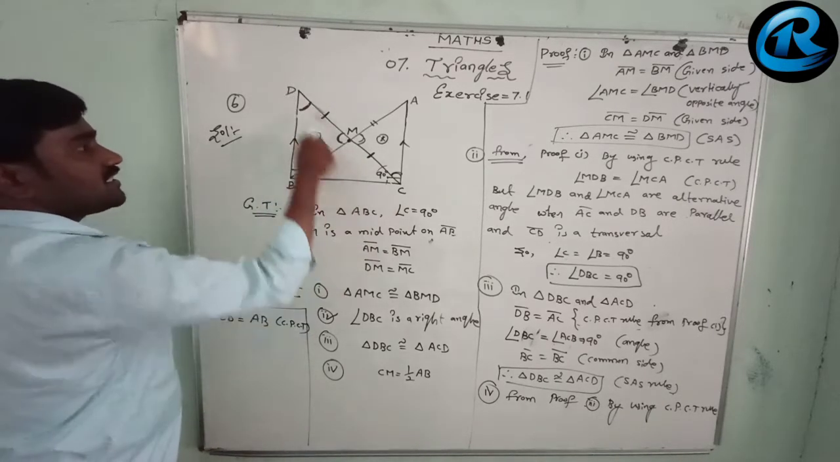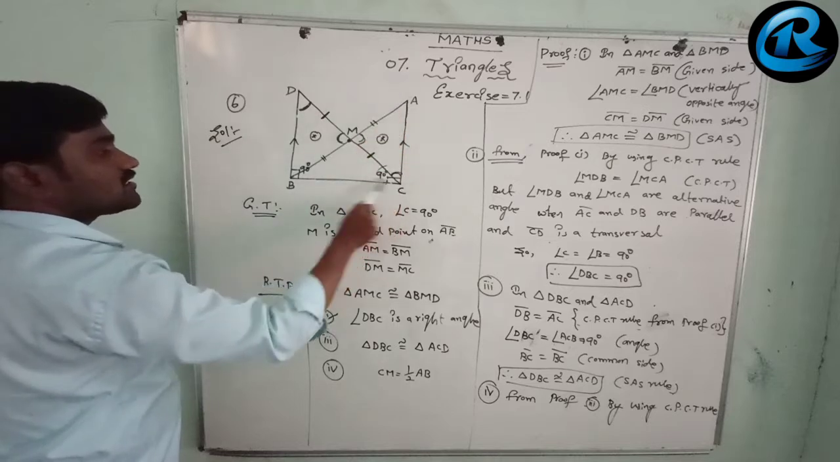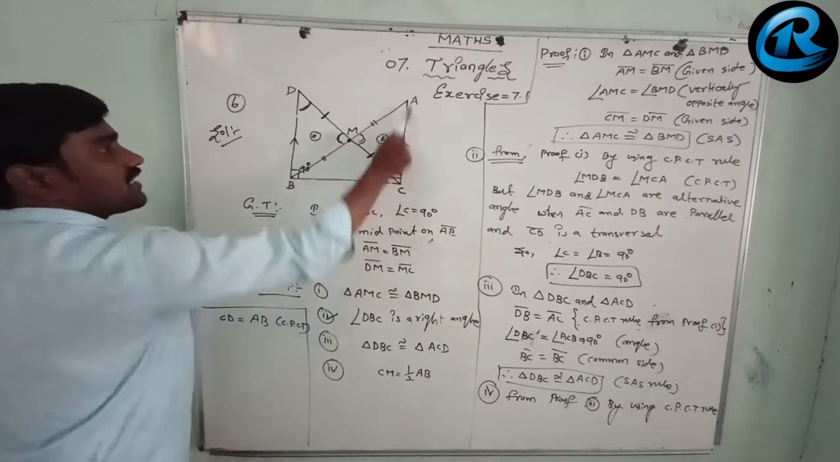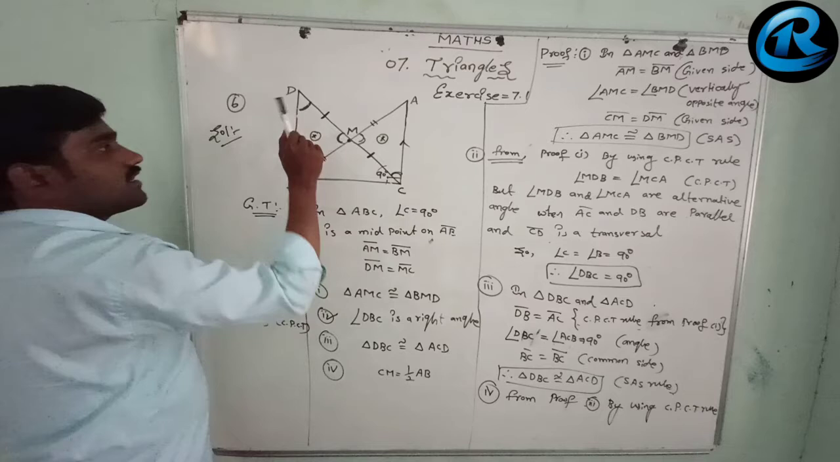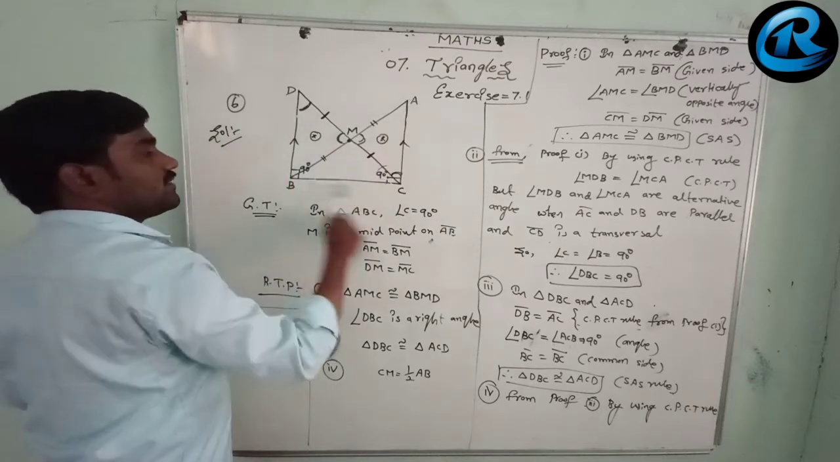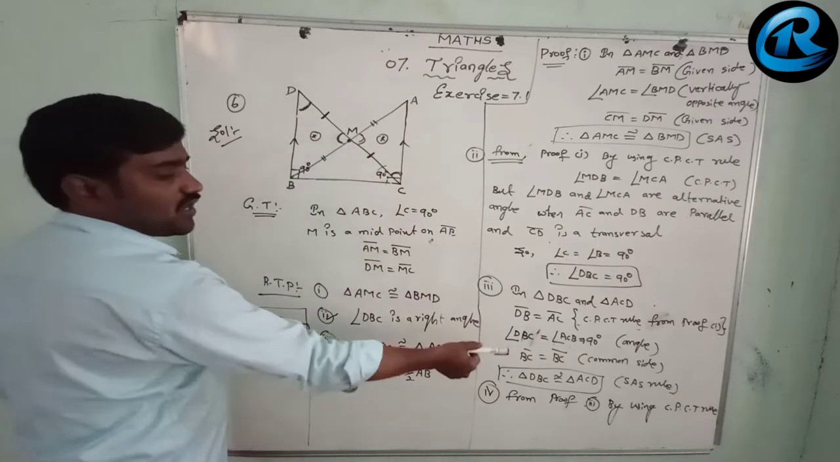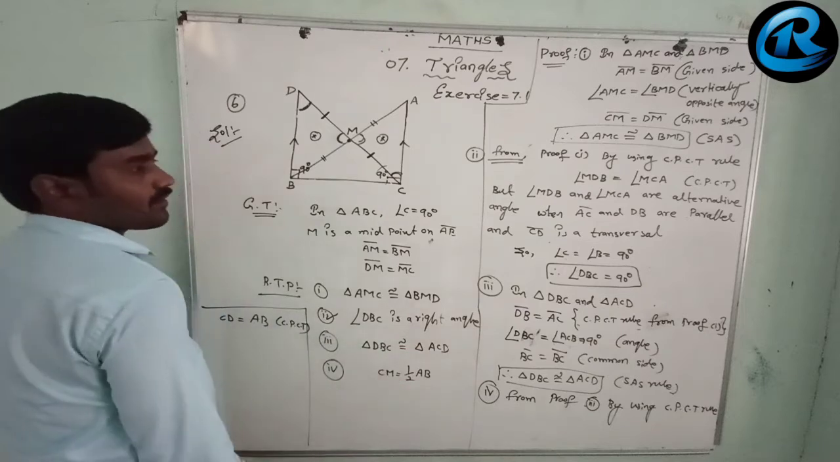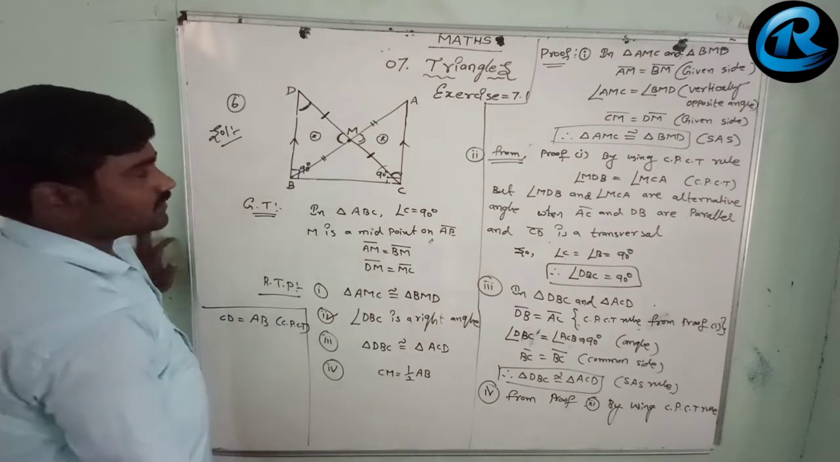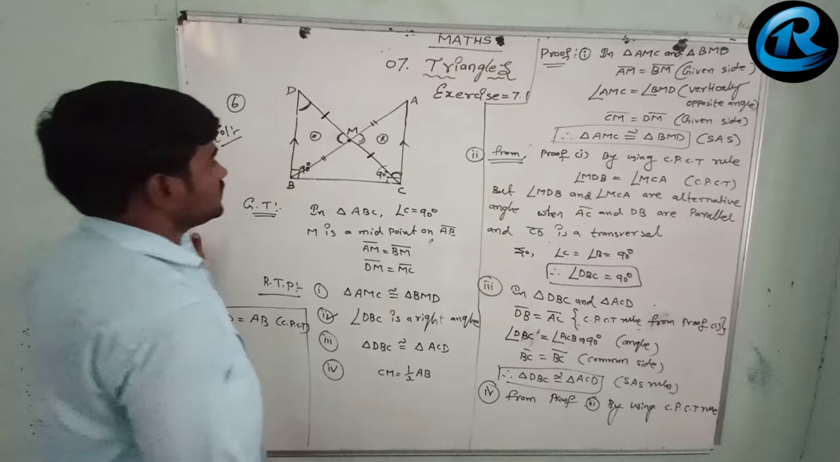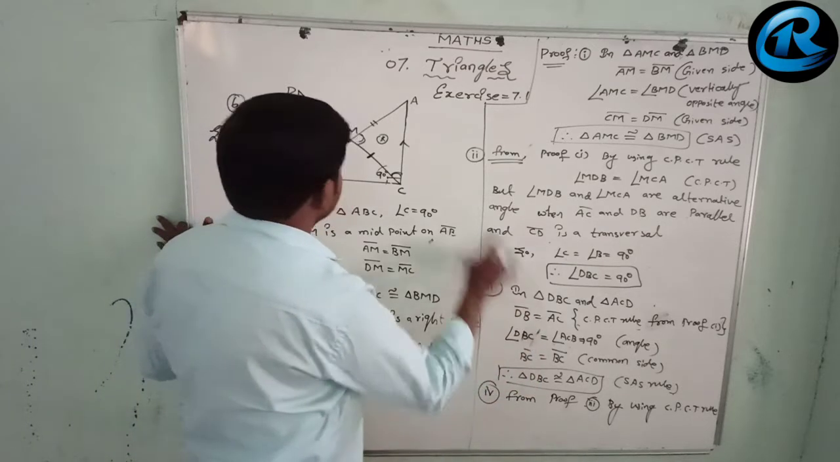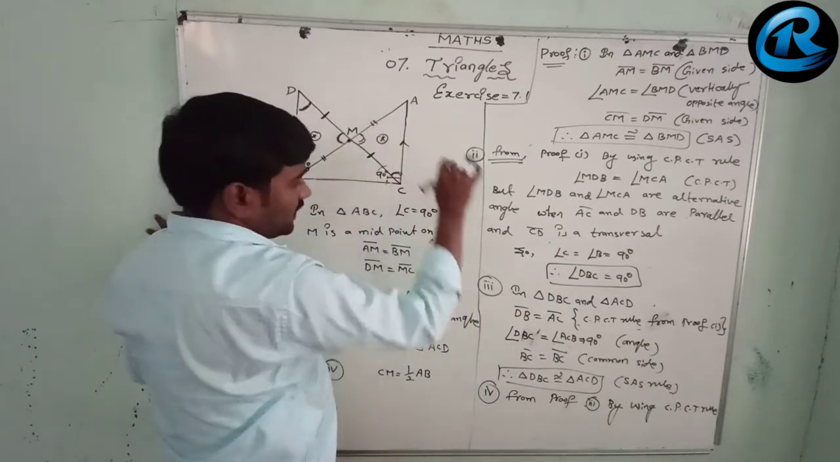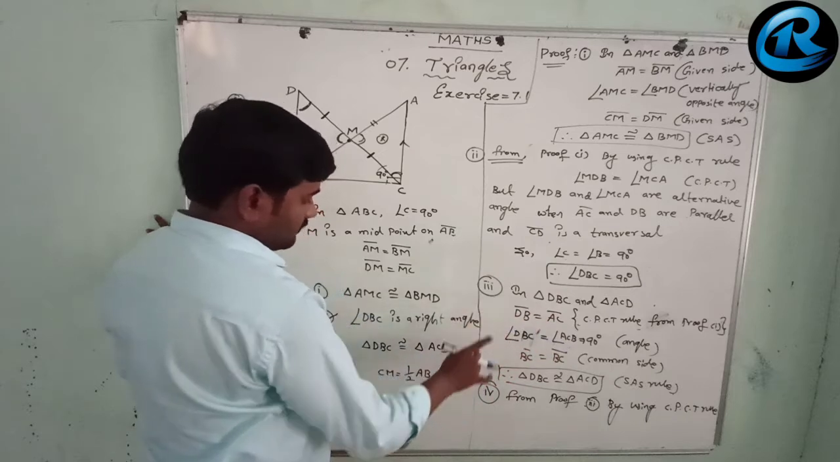Here DBC triangle and ABC triangle. In these two triangles, okay, ACD, sorry, ACD. Here ABC, DBC and ACD.